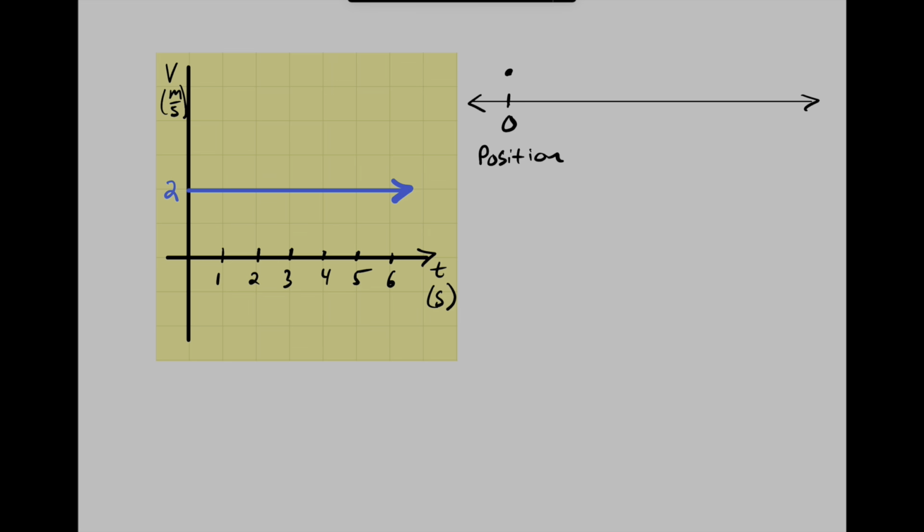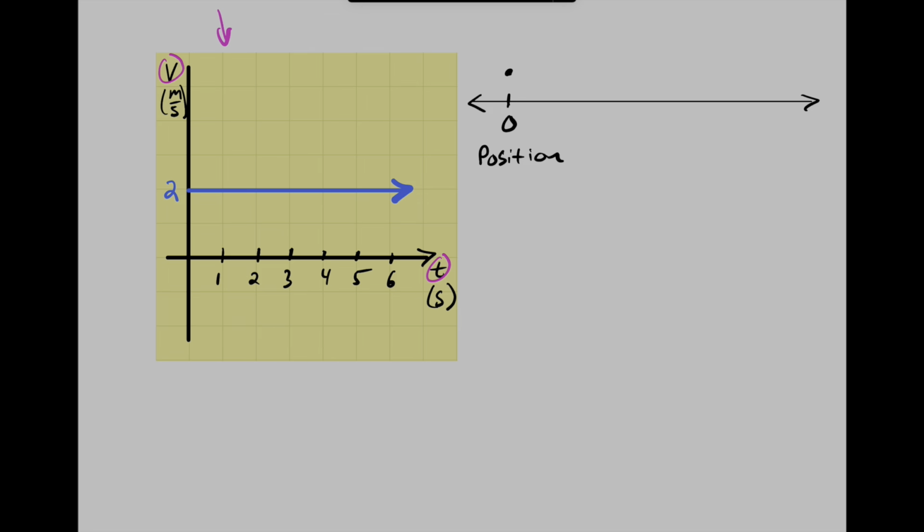So on the left here, I've got a velocity graph. And basically what that's saying to me is this axis is time, this axis is velocity. So remember that y-axis is not telling me where I am. It's not saying I'm at 2 meters at time 0 and 1 and 2. It's saying that I'm moving 2 meters per second.